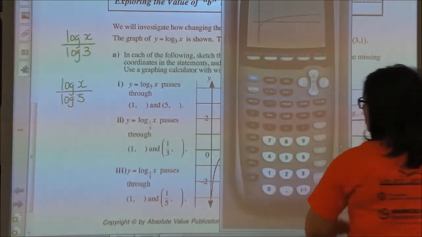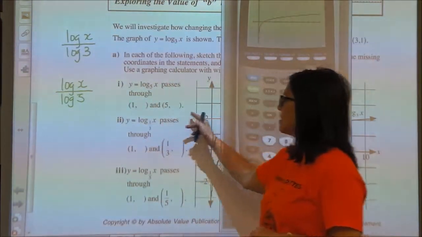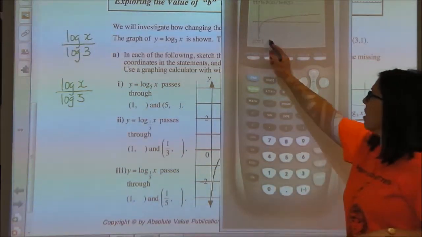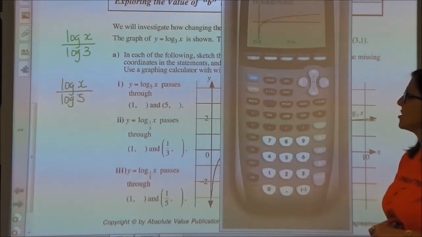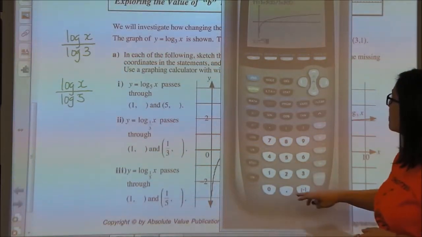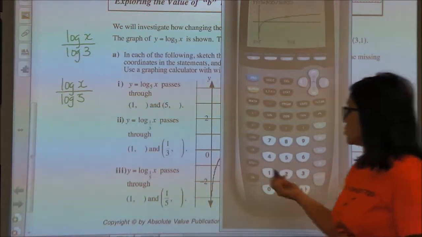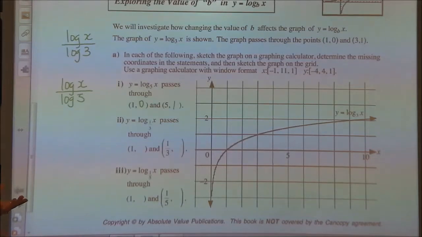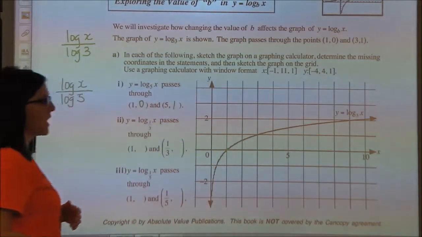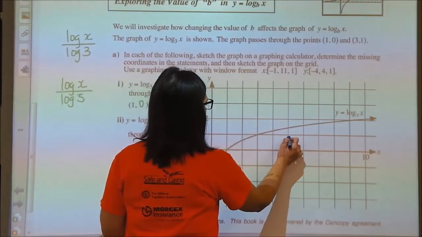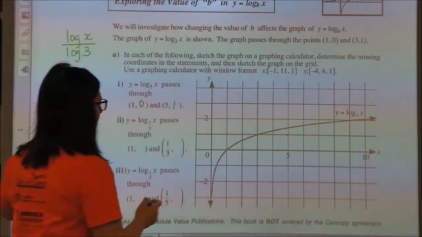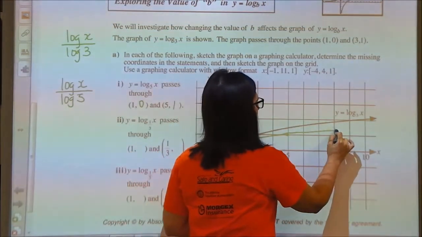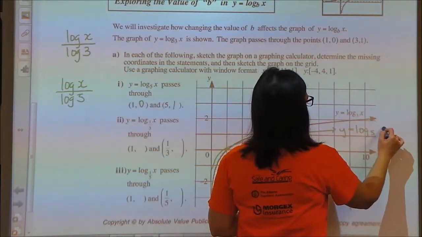And the question that is asked is, what are the points? On my calculator, if I press the trace button and then type 1, x equals 1 comes up, press enter, and I get 0. If I go 5 and press enter, I get 1. So my 2 points are (1, 0) and (5, 1). I'm going to use those 2 points to help me sketch the graph. I have this (1, 0), which is the same point as the last graph, and then I have this (5, 1). So then this graph comes up like this, and this is my y equals log base 5 of x.